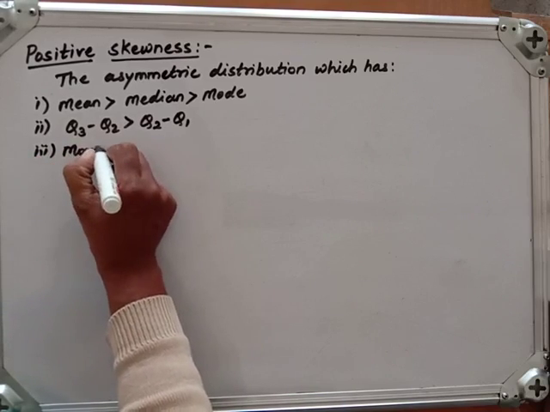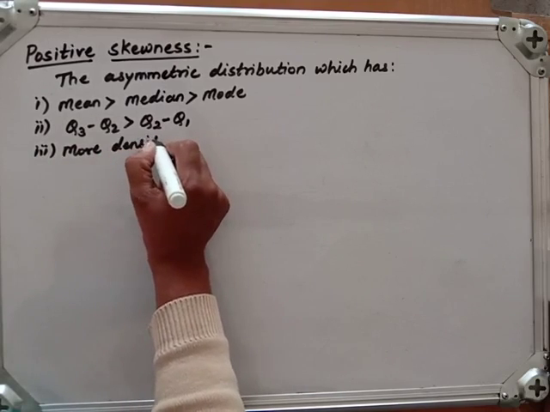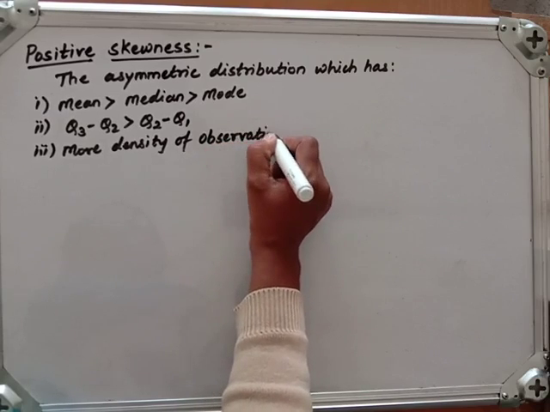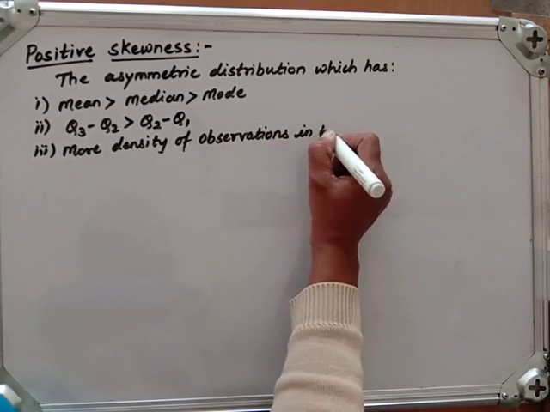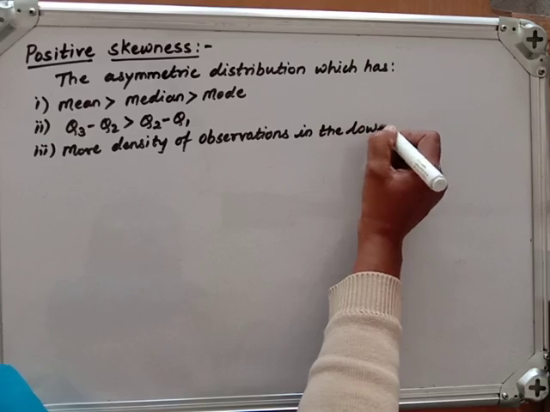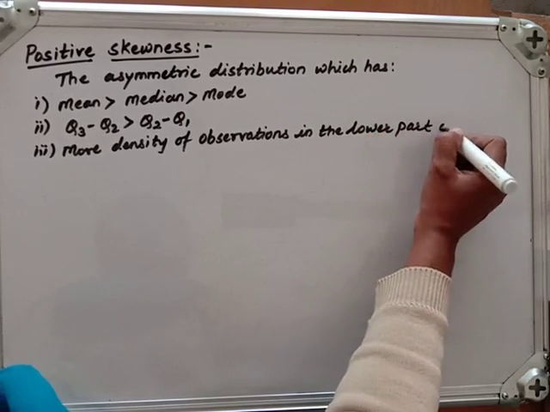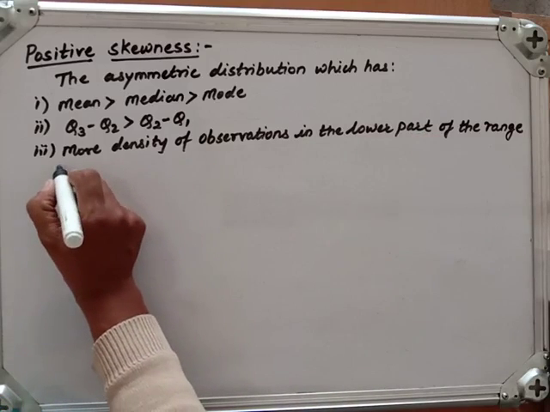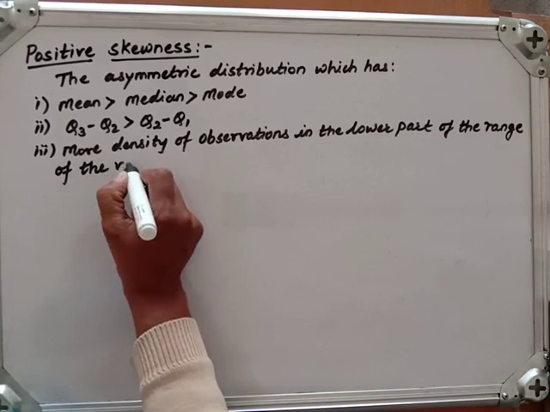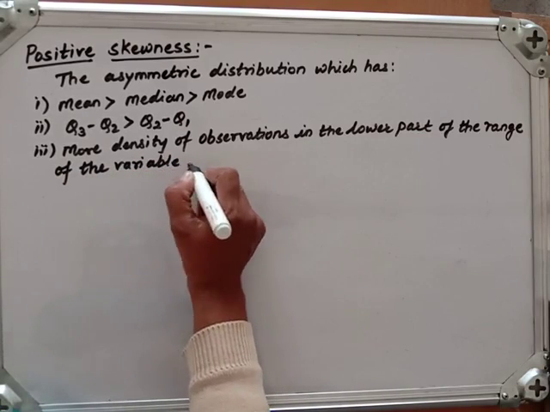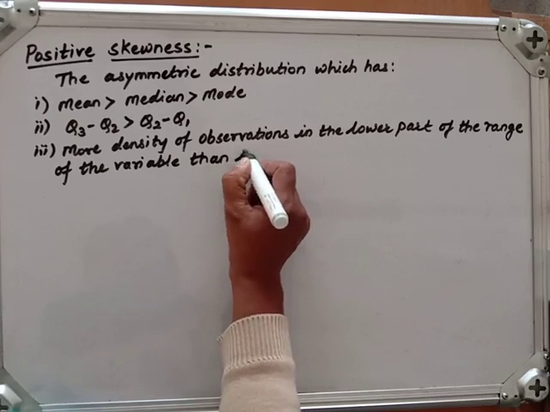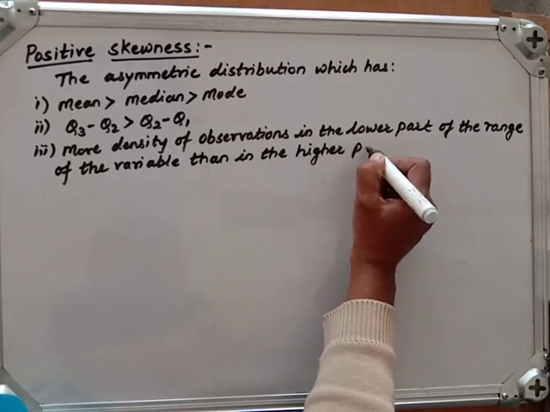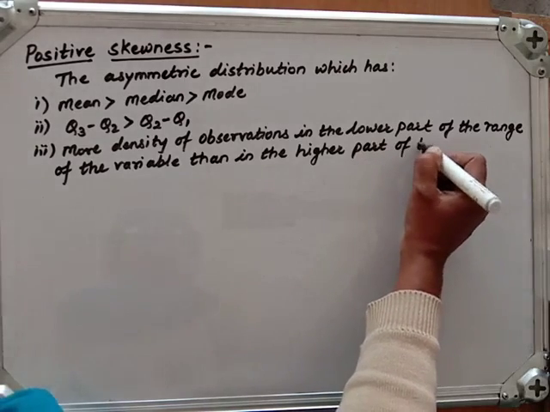more density of observations in the lower part of the range of the variable than in the higher part of the variable.